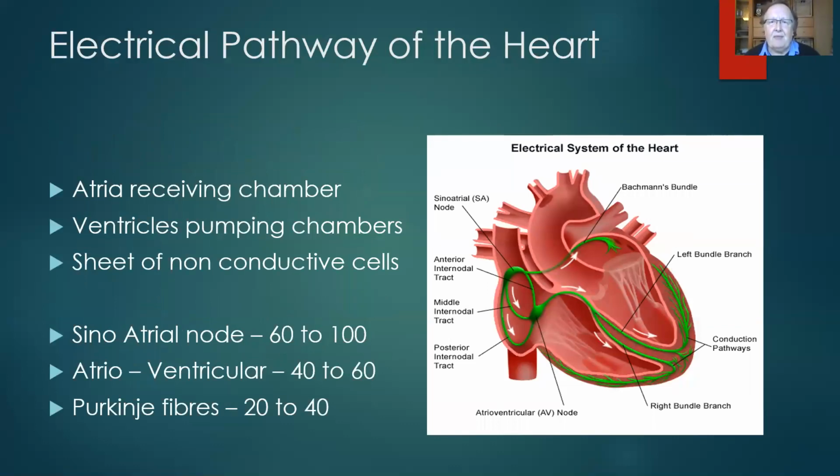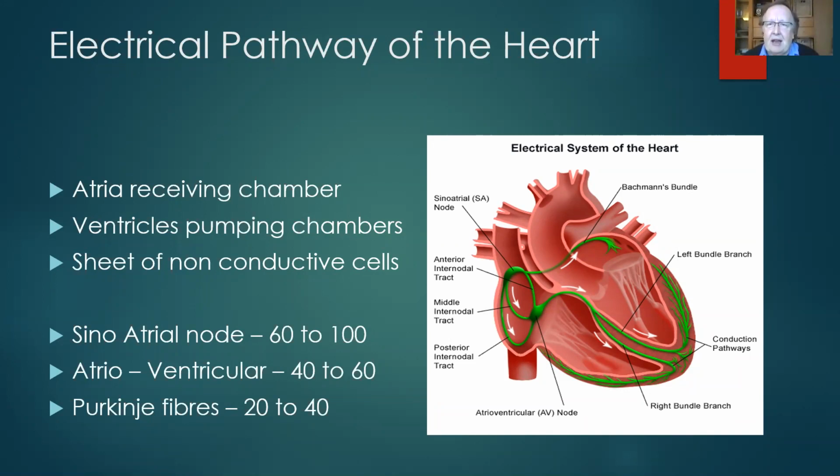Okay, so here's the build-up of the heart. The atria are the receiving chambers of the heart, so they only have blood delivered to them. So the walls, the muscular part of the atria, is only very thin. And we're going to remember that because when we look at the ECG itself, the P wave is only small, and that's because the atria are only small.